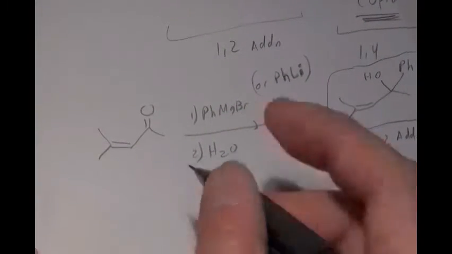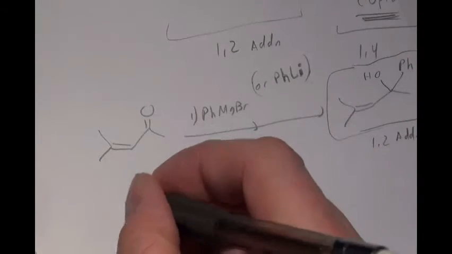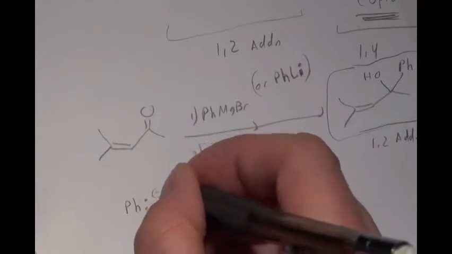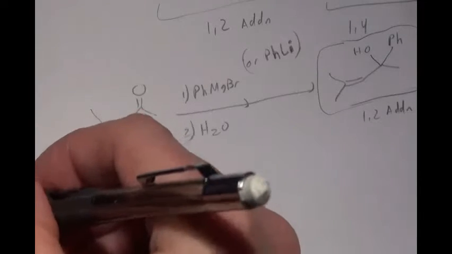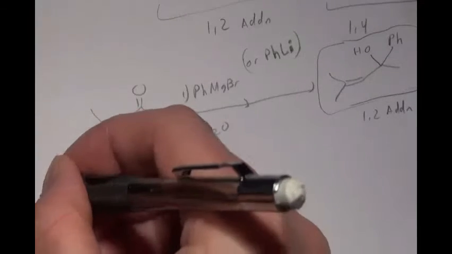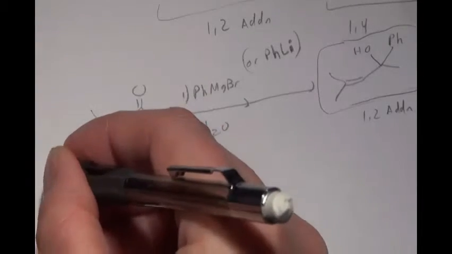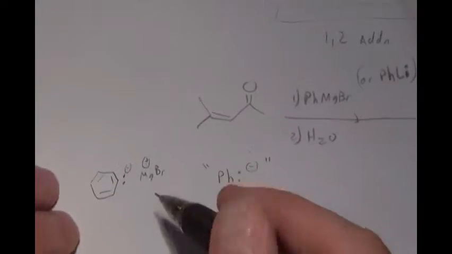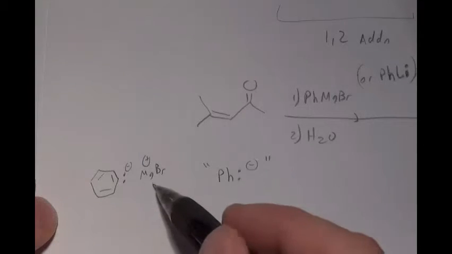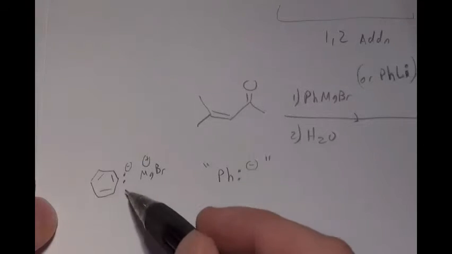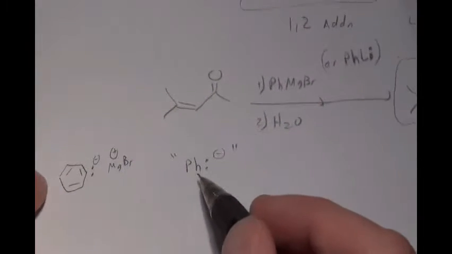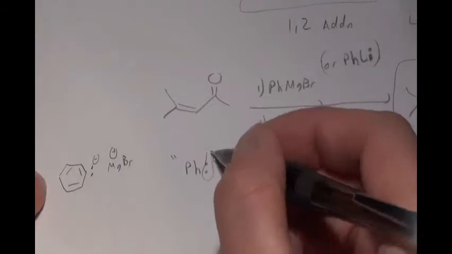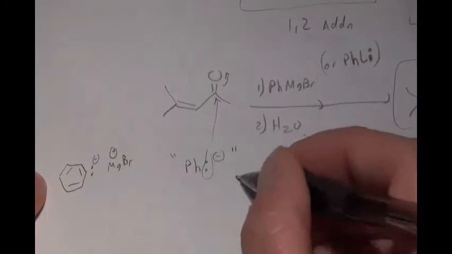Well, remember, we can kind of abbreviate the Grignard as Ph minus, in quotes. It's kind of like a carbanion. It's like a benzene with negative MgBr plus, okay? Carbon negative, metal plus. Anyway, we can just abbreviate this as phenyl minus. And what's the mechanism? It just attacks. So this is a plain old Grignard, right?